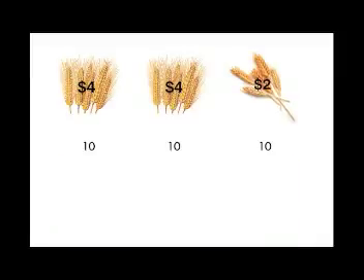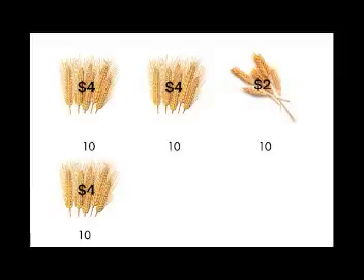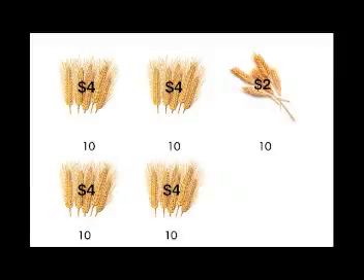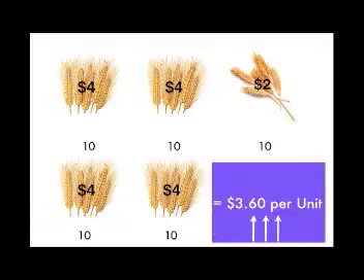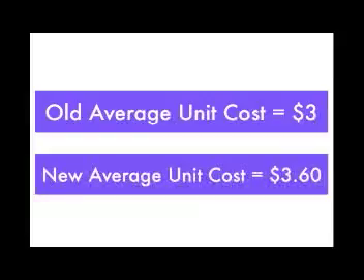If the farmer then harvests 30 more units of durum wheat, which is still at $4 a unit, and then calculates the average unit cost again, the average unit price is increased to $3.60 a unit, as the addition of more expensive wheat brings the average price of all wheat on hand upwards.